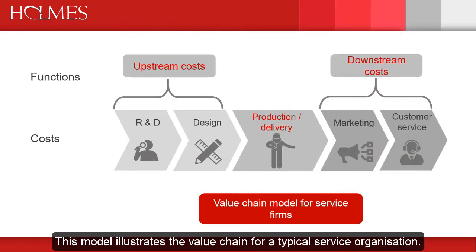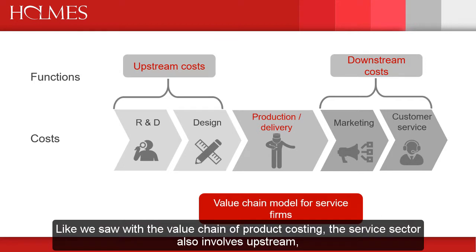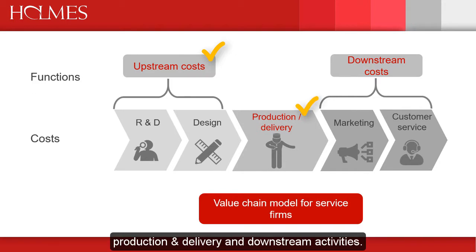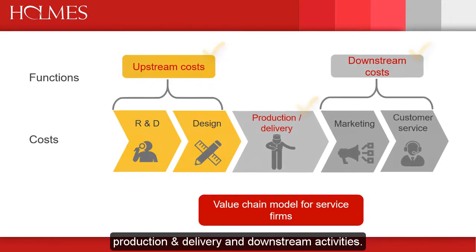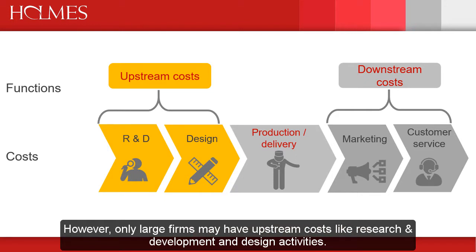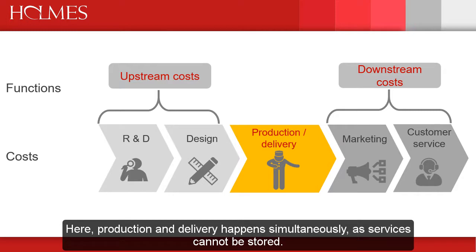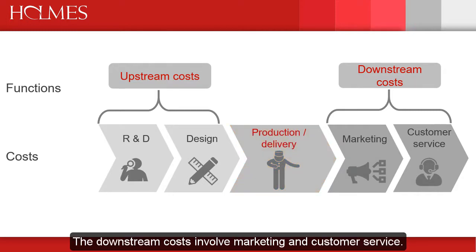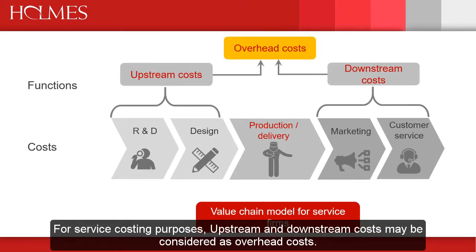This model illustrates the value chain for a typical service organisation. Like we saw with the value chain of product costing, the service sector also involves upstream, production and delivery, and downstream activities. However, only large firms may have upstream costs like research and development and design activities. Here, production and delivery happen simultaneously, as services cannot be stored. The downstream costs involve marketing and customer service. For service costing purposes, upstream and downstream costs may be considered as overhead costs.